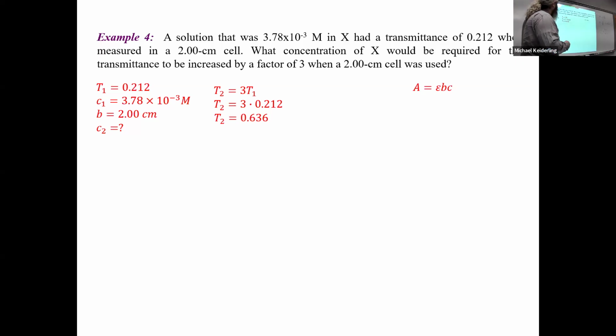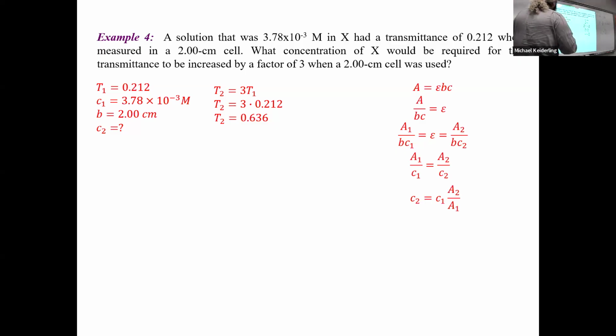Absorbance is epsilon BC, which means absorbance over BC is epsilon. And that means absorbance 1 over B1 C1 equals absorbance 2 over B2 C2. In this case, B is the same in both cases because the cells are the same size. They're both 2 centimeters. So absorbance 1 over C1 equals absorbance 2 over C2. The concentration 2 is going to be concentration 1 times absorbance 2 over absorbance 1.